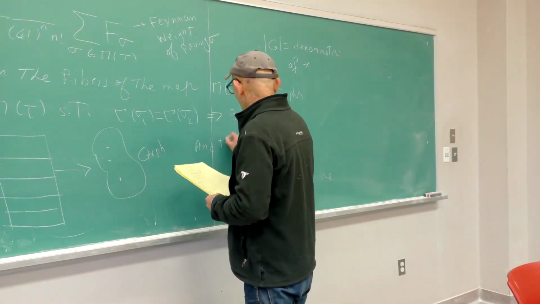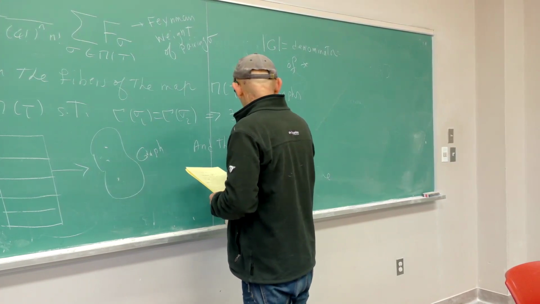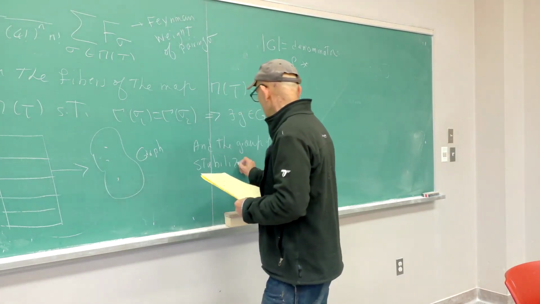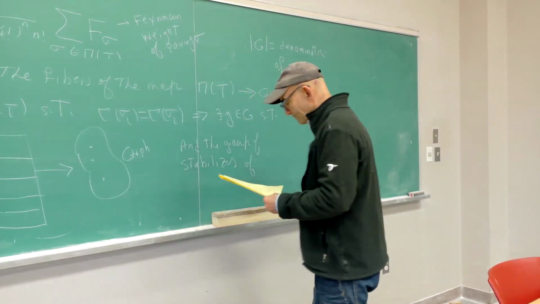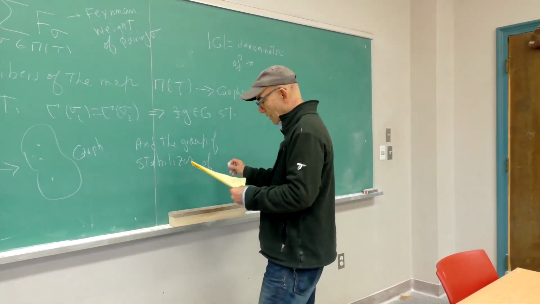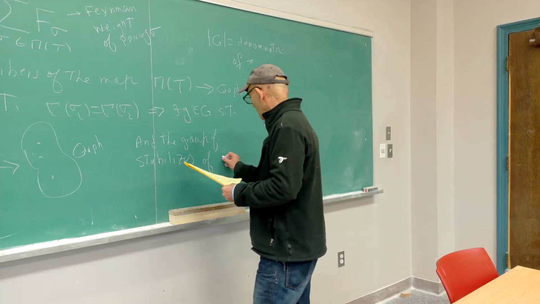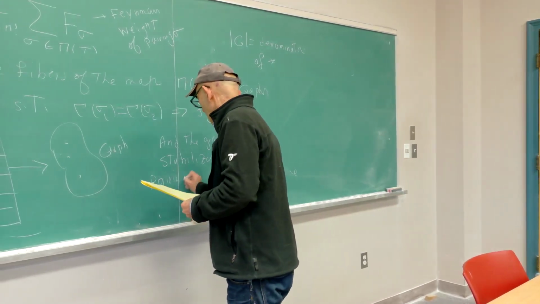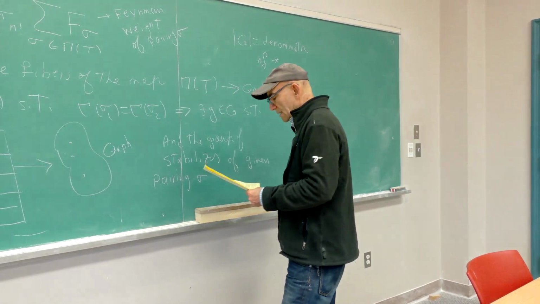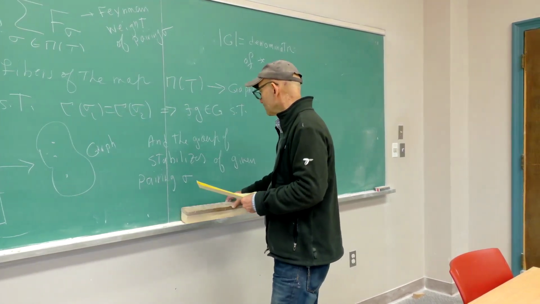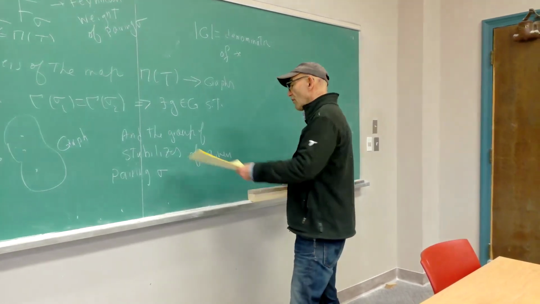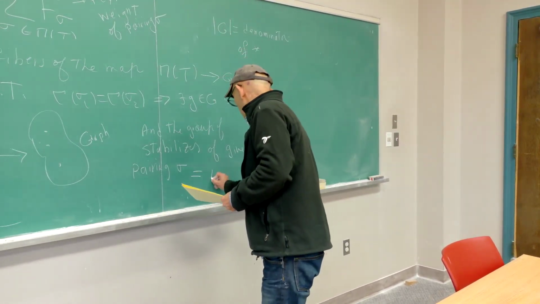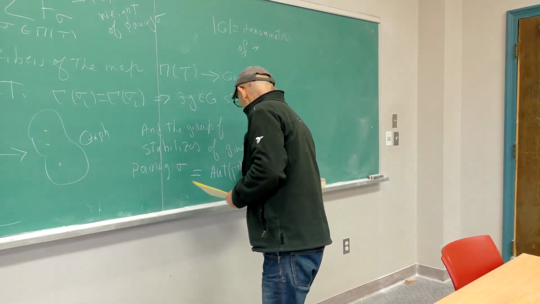And the group of stabilizers of a given pairing sigma is exactly the group of automorphisms of the graph that corresponds to that. So this is exactly the automorphism group of gamma.